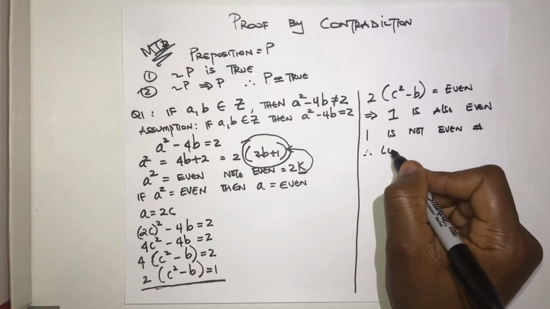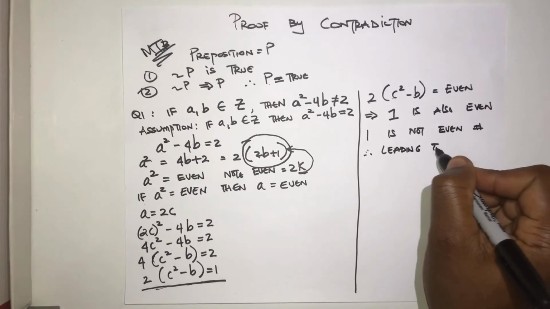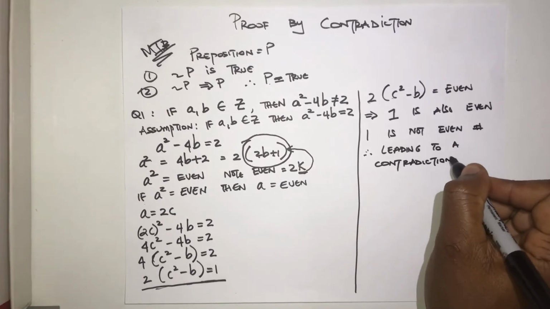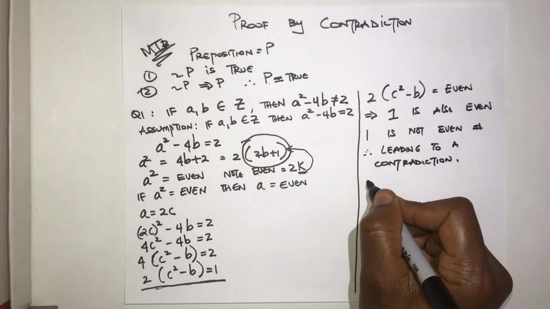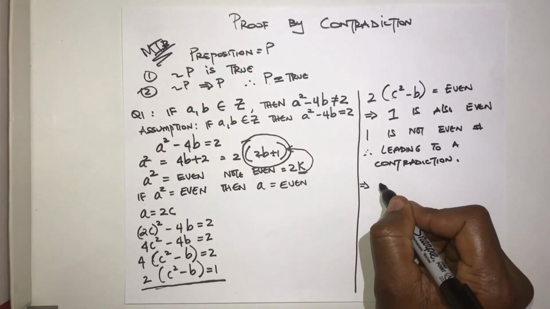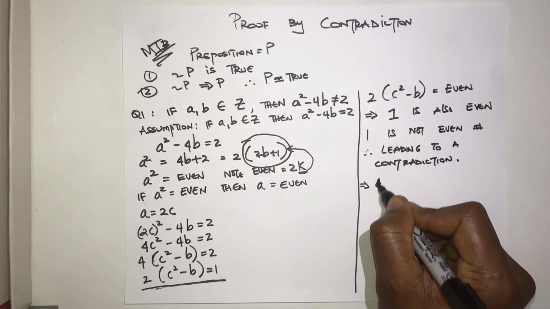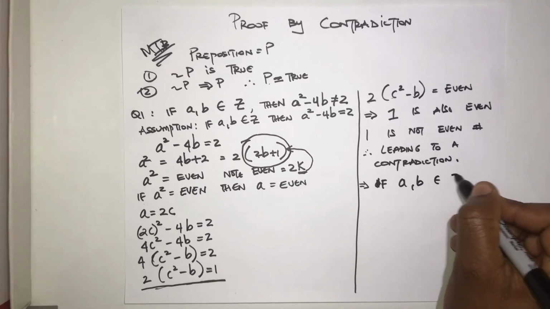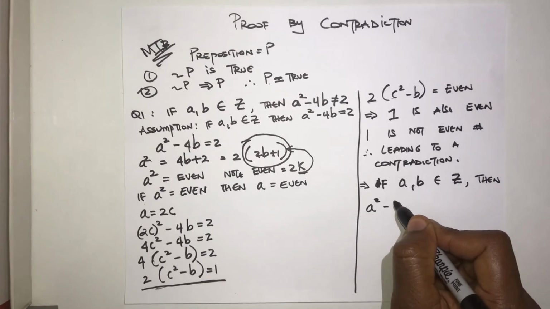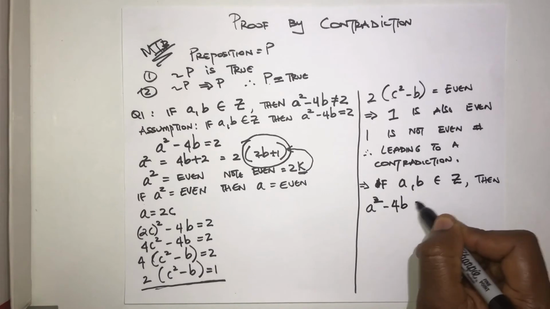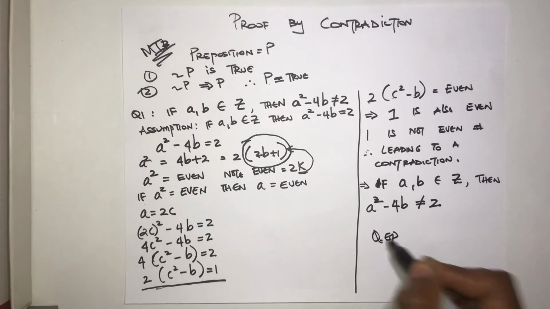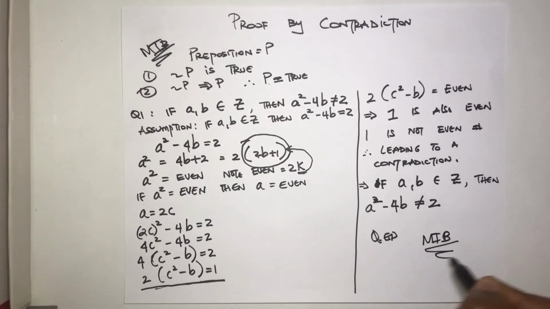therefore leading to a contradiction, right? So this implies that the original proposition itself must be true, and that if A and B are elements of Z, then A squared minus 4B cannot be equal to 2. Question excellently done. Math is beautiful.